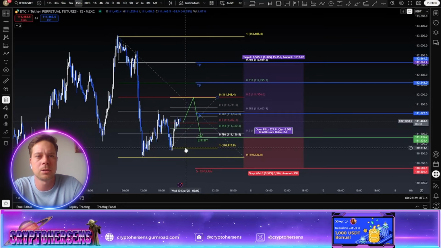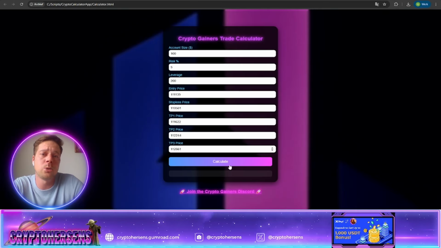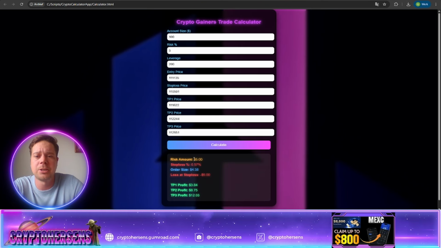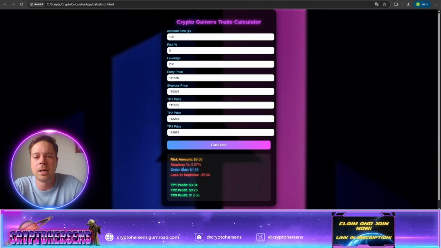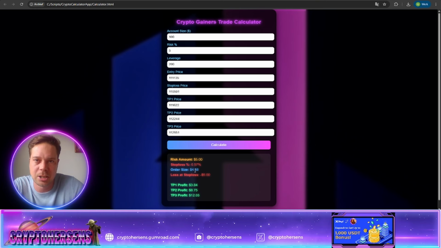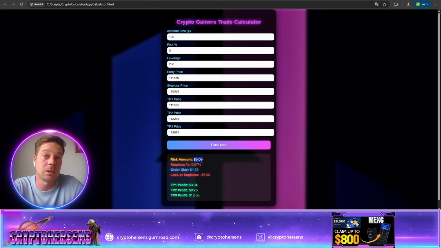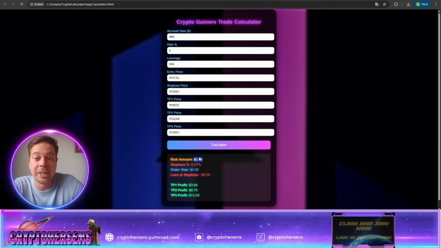Correct. So what we basically do is just press calculate, and what you see is that your risk is max $5. Your stop loss is 0.57%, so that's correct. And our order size max, according to this stop loss, with this risk amount is max $4.38. So that's actually what you need to put in the trade to risk max $5. So that's a little bit how easy it is actually.